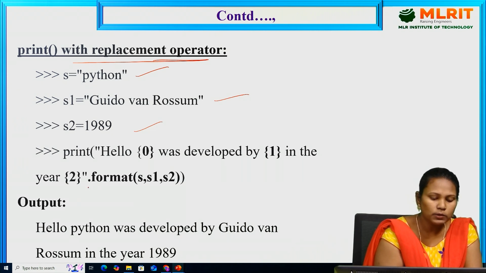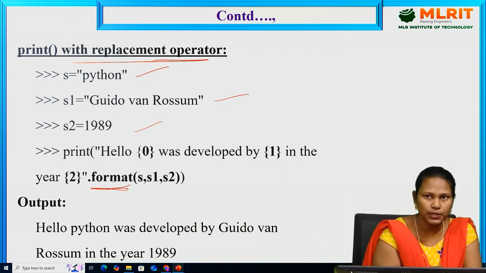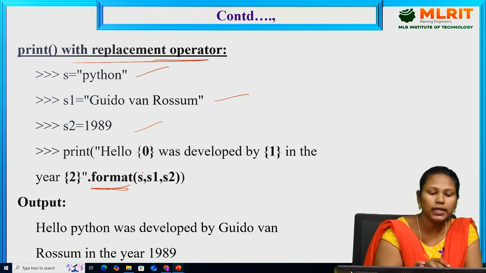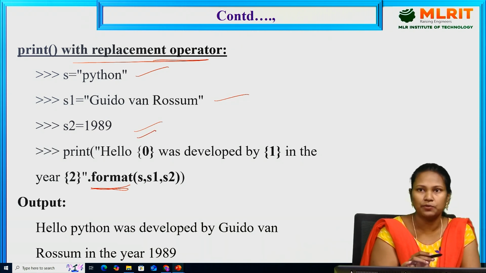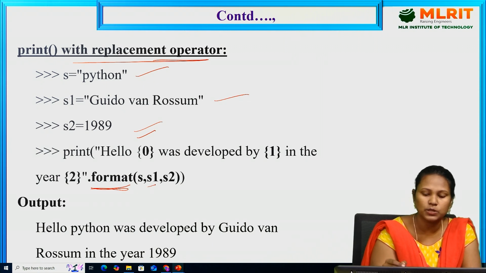So here we are using the format function. The format function is used to pass the values to particular numbers. So .format(s, s1, s2). The s contains Python, s1 contains Guido van Rossum, s2 contains 1989. So the s value passes to 0, the first placeholder. The s1 value passes to the second placeholder, that is 1. s2 passes its value to the 2. So in this way also we can write the print statement.